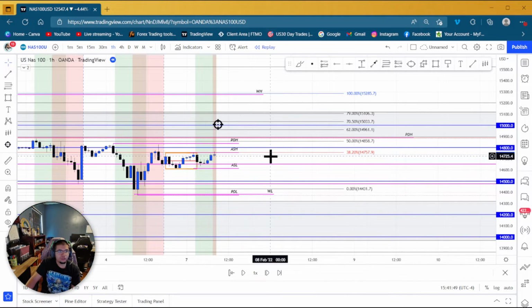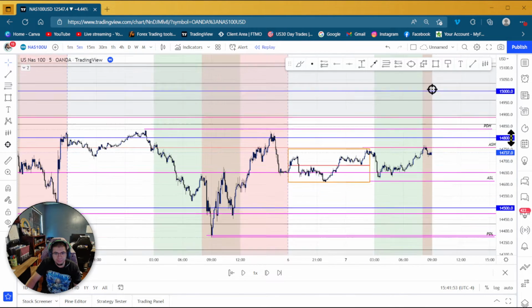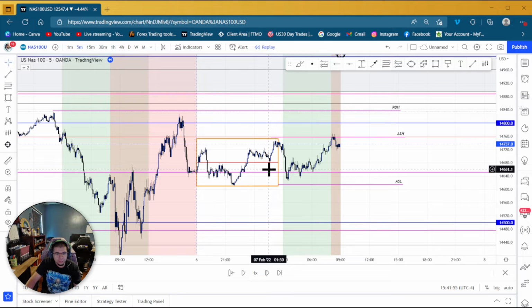And I forgot to do the 12 a.m. open, guys. I'm so sorry. That's another big confluence indicator if I take a trade or not. So 12:00 is the 12 a.m. open, which is right there, this candle.